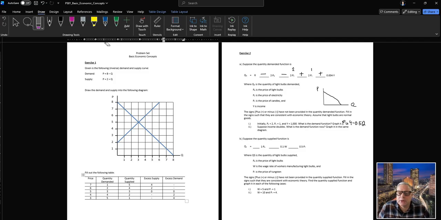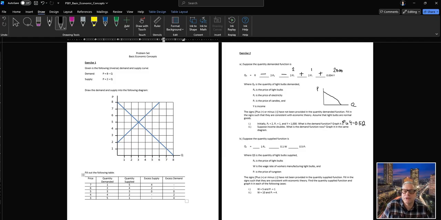So now let's take a look at another scenario. In scenario 2i, it says suppose income doubles. So now the only thing we need to change is that instead of 1,000, we have now 2,000. And what we know is that when income increases, we said it's a normal good, then the demand curve shifts to the right. So now let's see that at work.